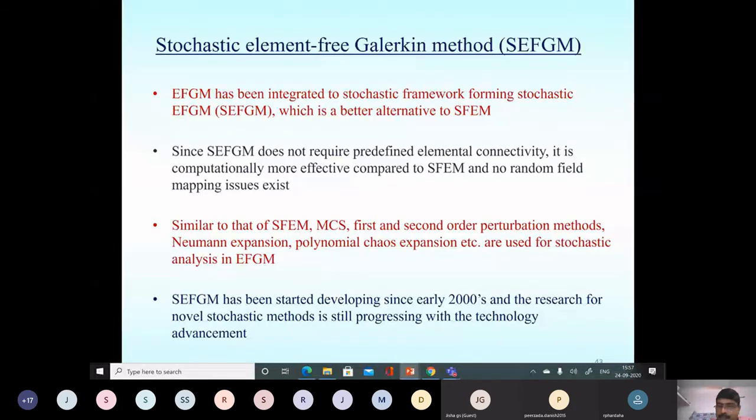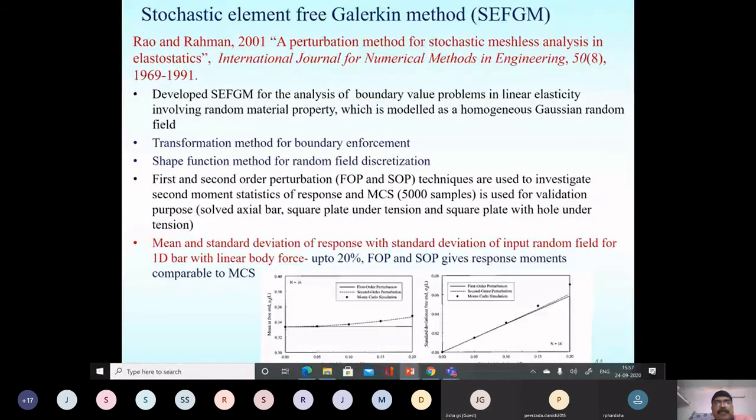Okay, and the first person who worked on this is Professor Rahman's team. Professor Rao was my guide, and Professor Rahman is at Iowa State University. He and his group started working on the stochastic meshless method. They used the perturbation method initially, for elastostatic analysis. They used MCS, Monte Carlo simulation, to validate. Then first order and second order perturbation, and they found very good results matching with the perturbation.